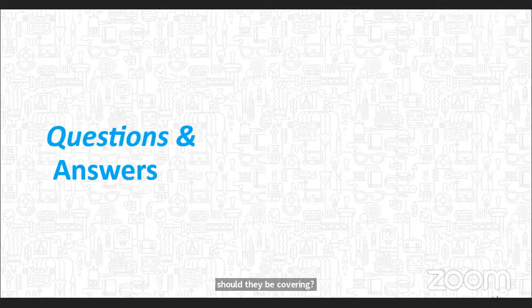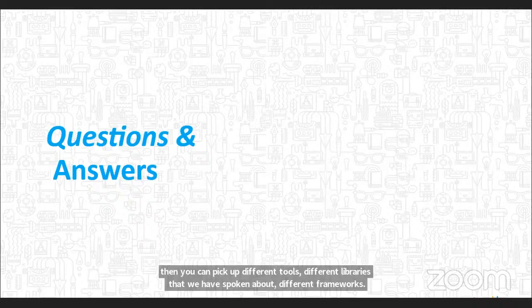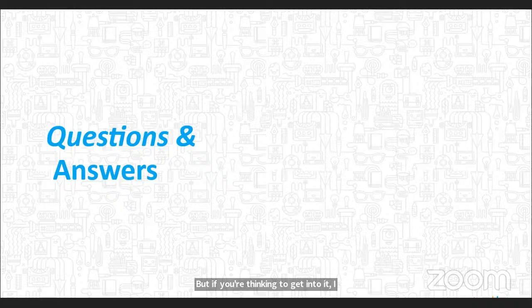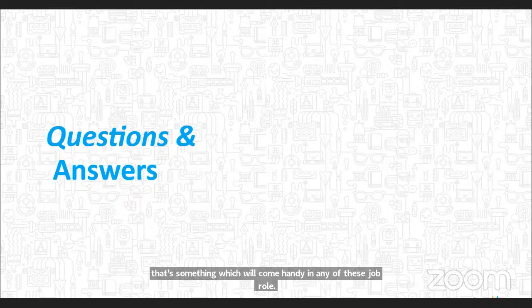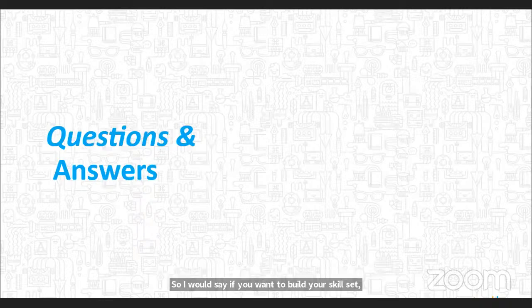Generally, if you're talking about any of these job roles, you should have a strong foundation in basic statistics and basic programming that we talk about. And then you can pick up different tools, different libraries, different frameworks that we have spoken about. But if you're thinking of getting into it, I would say start with the understanding of statistical concepts. That's a foundation, and it doesn't matter which job role you're choosing, it will come in handy in any of these job roles. So if you want to build your skill set, start over there, pick up programming as well, pick up one or two BI tools and work on that. So that's what you should do.